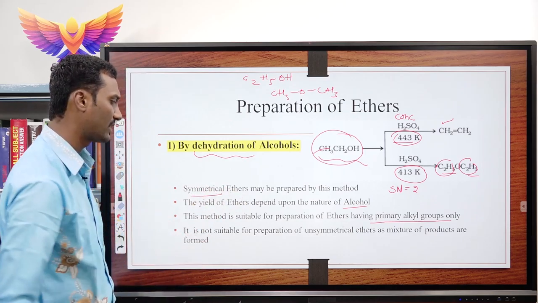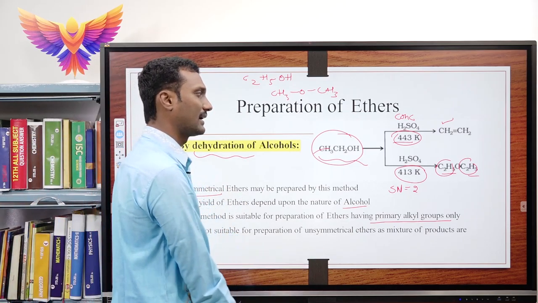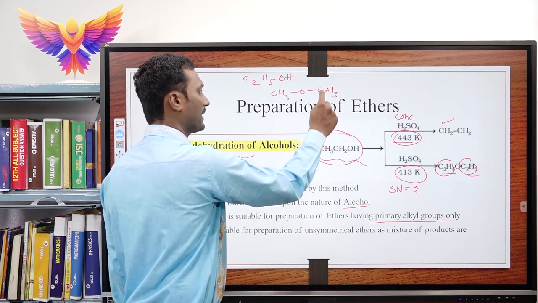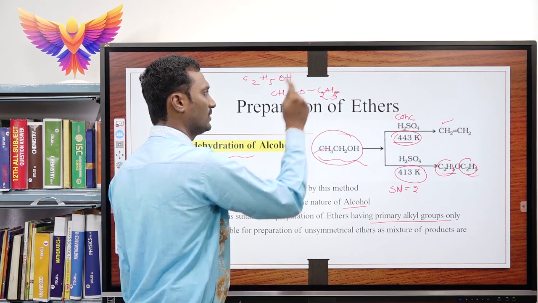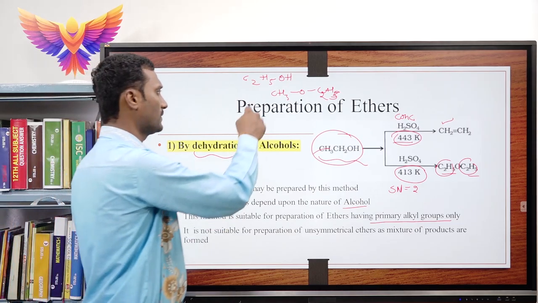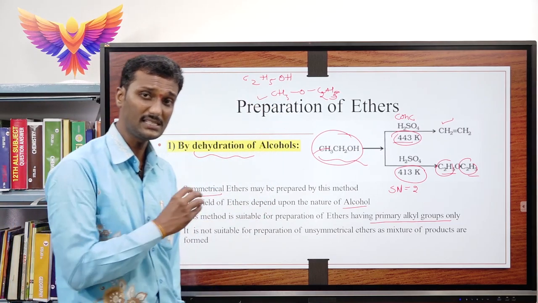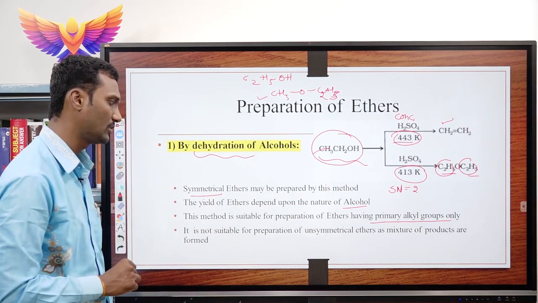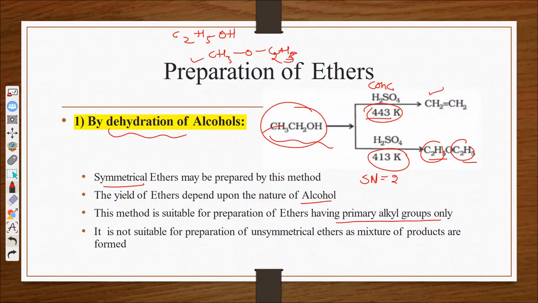It is not suitable for the preparation of unsymmetrical ethers. For unsymmetrical, I'm writing a C2H5 here, so it is unsymmetrical, right? There are 2 carbon atoms on one side and 1 carbon atom on the other. So this method is not suitable to prepare an unsymmetrical ether, as a mixture of products is formed. Students, these are the basic ideas about how alcohol gives different ethers.